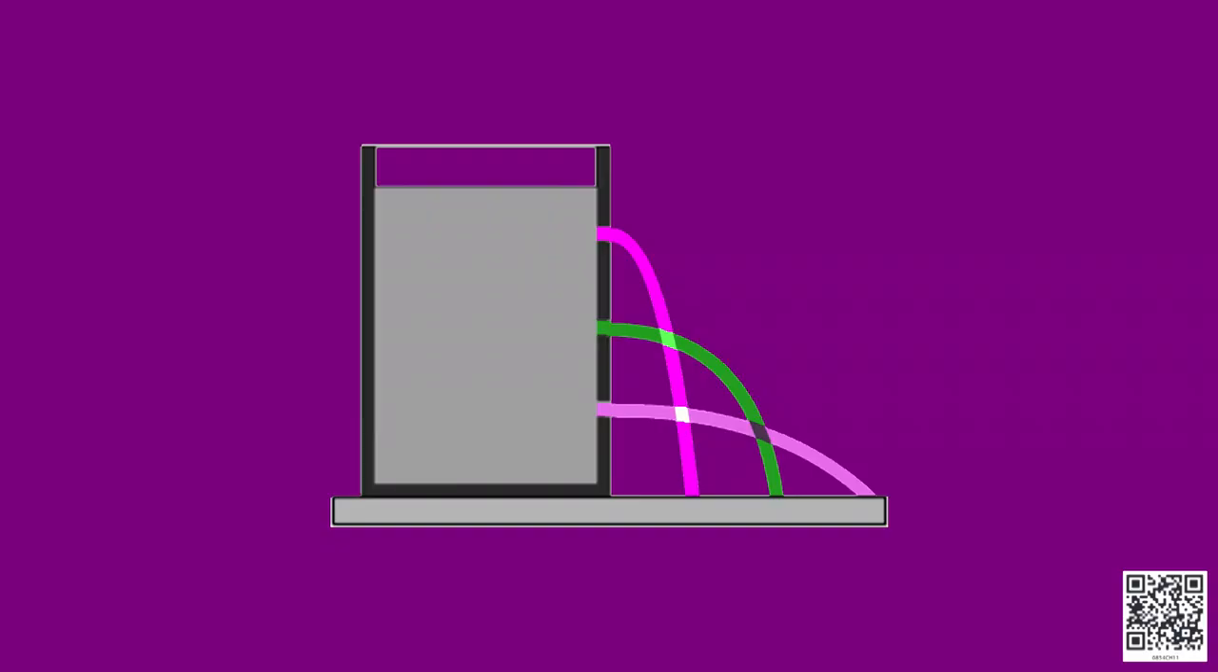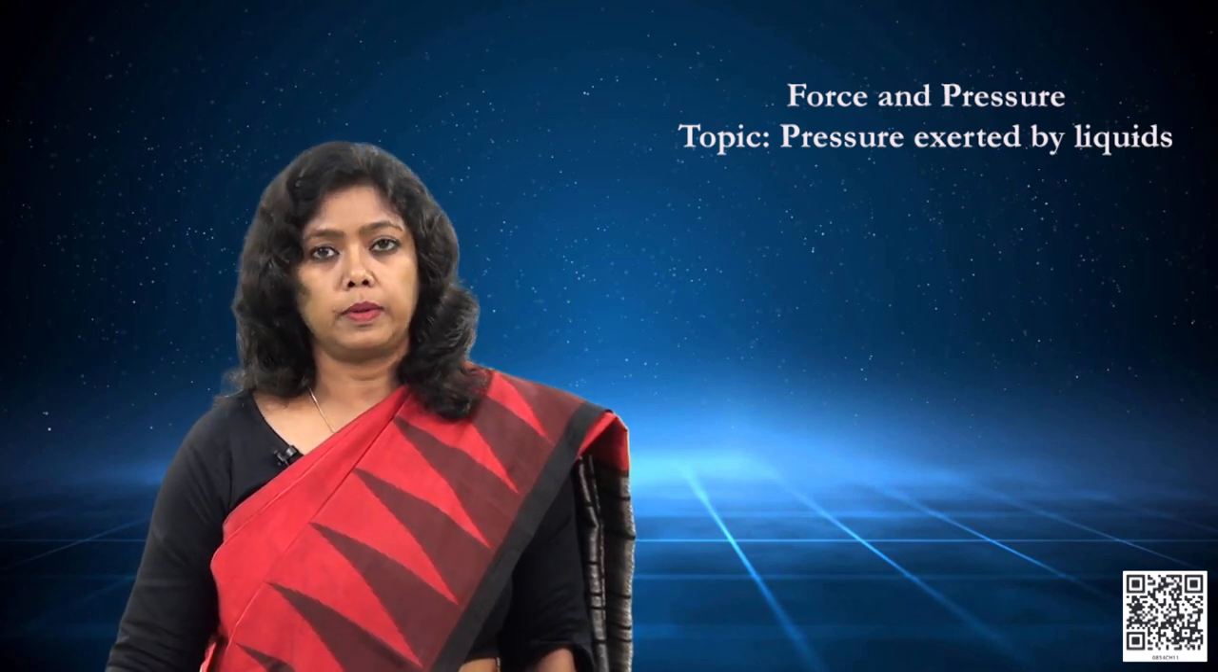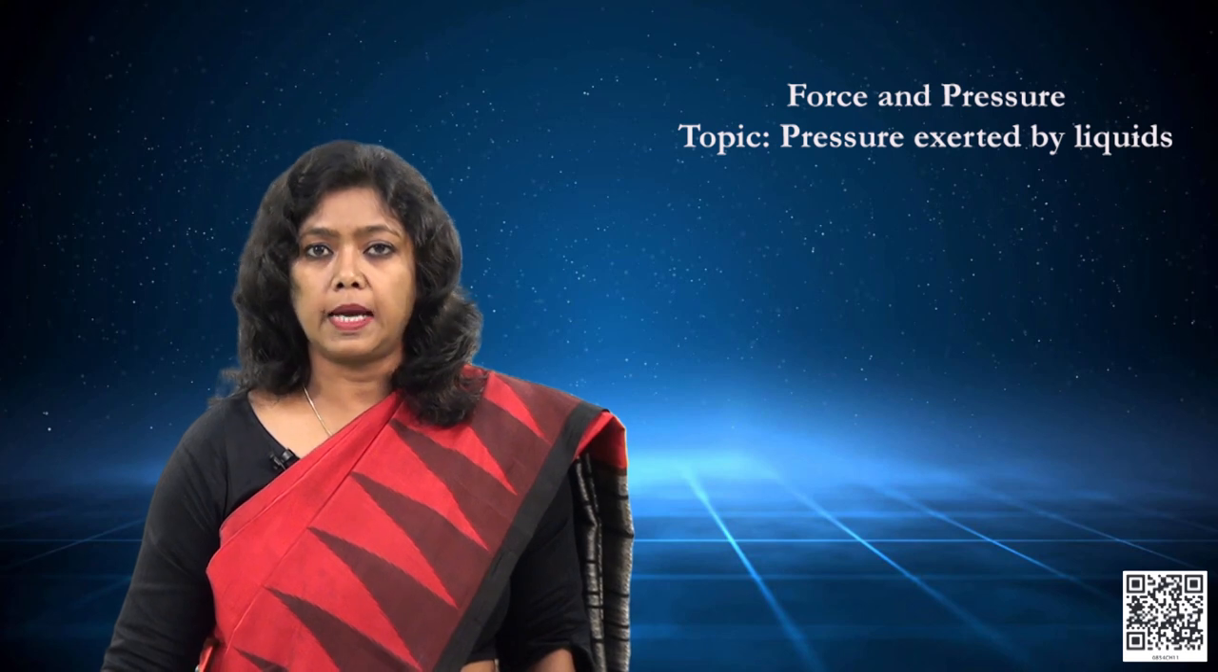This activity shows that the pressure which is acting on this liquid at different depths is different. It is more at the bottom and it is less as we move away from the bottom. That is why we see the liquid which is coming out from the bottom is falling at a greater distance horizontally. So, we can conclude that pressure exerted by liquids increases with depth.